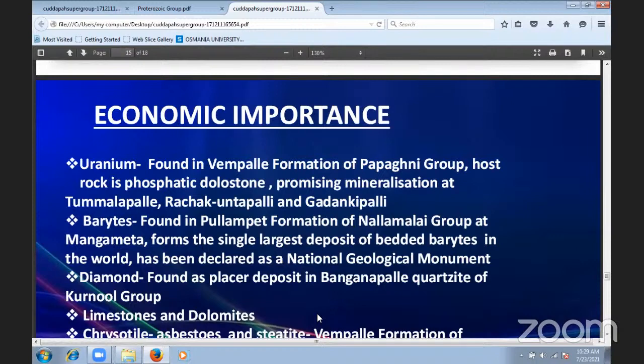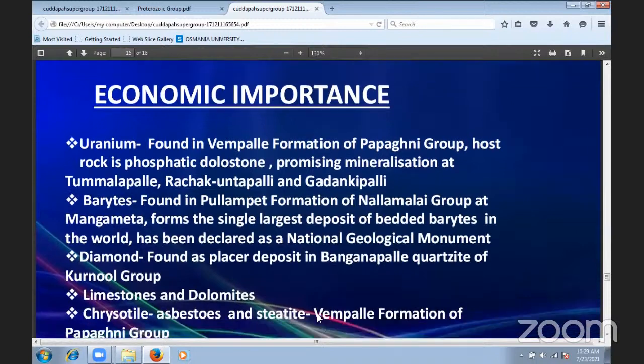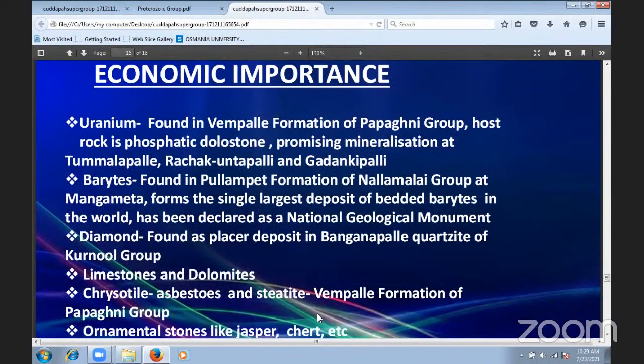And not only that area, recently AMD scientists found approximately the same mineralization zone in the Chitrial area of the Srisailam quartzite, and the host rock here is the basement granite.